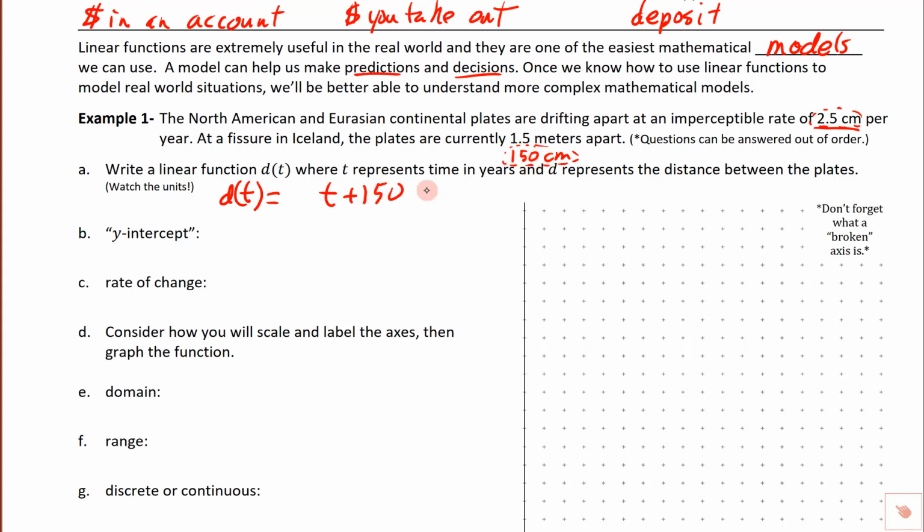Now, if you caught on to that, that's totally okay. If you didn't, there's only 2 numbers in the problem, and they've got to go somewhere. They've either got to go here or here.